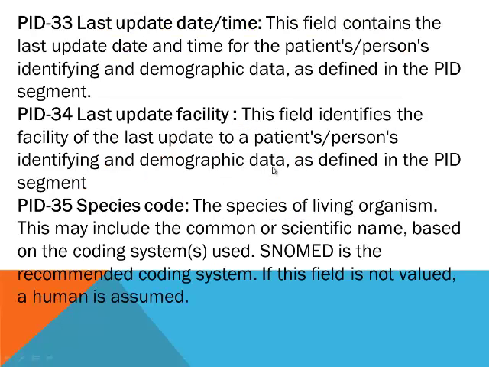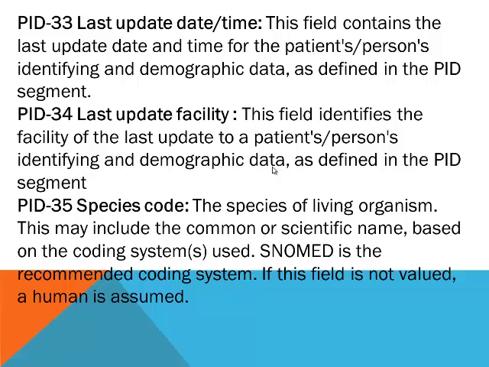So we have some 33, 34, 35. The 33 and 34 relate to the update of the patient. The 33 means when the patient's information was last updated, up to the exact date. And the 34 field contains the information about where this information was updated. Which facility? It's in this hospital or in another hospital.